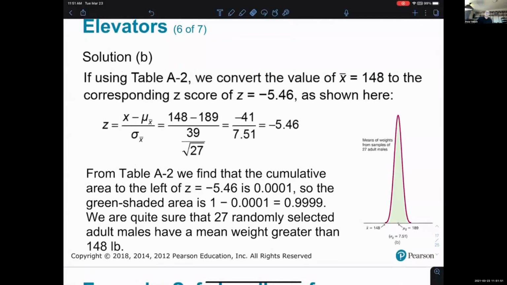So from the table, looking up this extreme z-score, they found 0.9999, less than 1 out of 10,000, will be less than 148 pounds, and that almost all groups of size 27 will have a mean weight greater than 148 pounds. And again, we could just get that value in StatCrunch by using the mean 189 and the adjusted standard deviation of 7.51, and then looking up the score of 148.